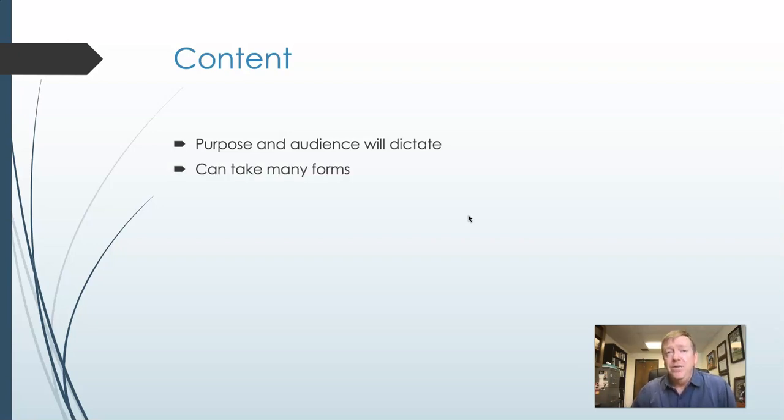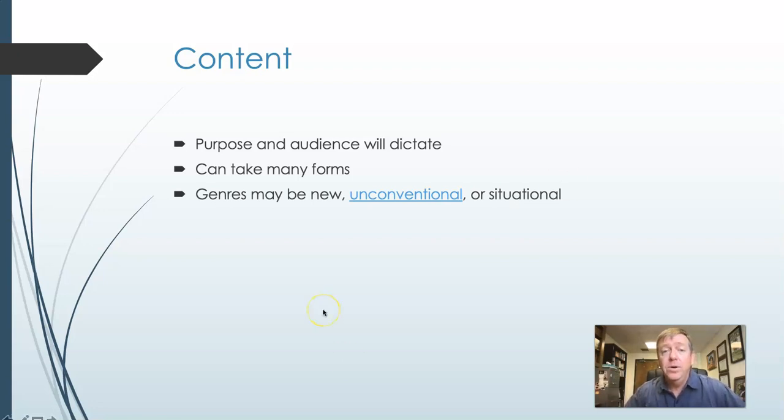Content can also take many forms. It could be everything from instructions to a report to an analysis to some market research paper to a position paper to a speech to a grant. I mean, content can take all kinds of different forms. And these genres may be new or unconventional or situational.